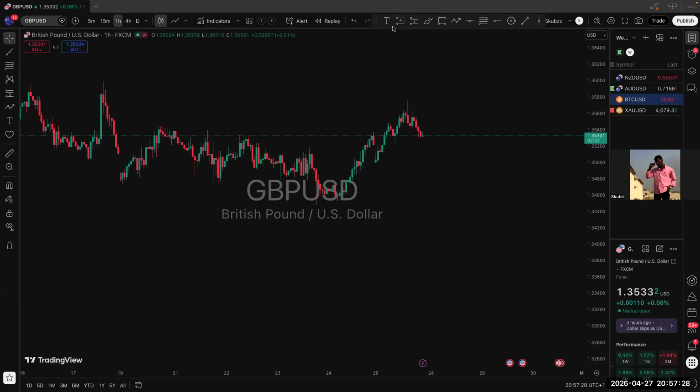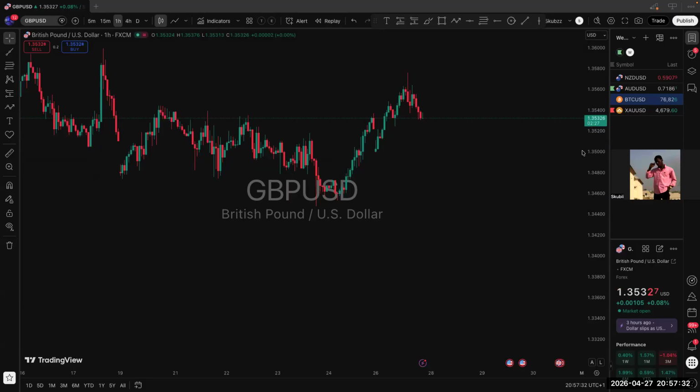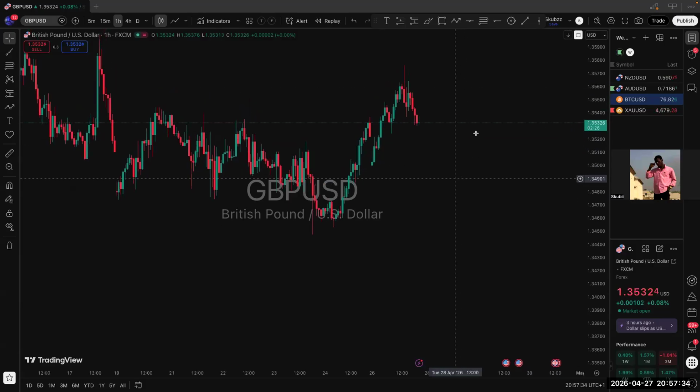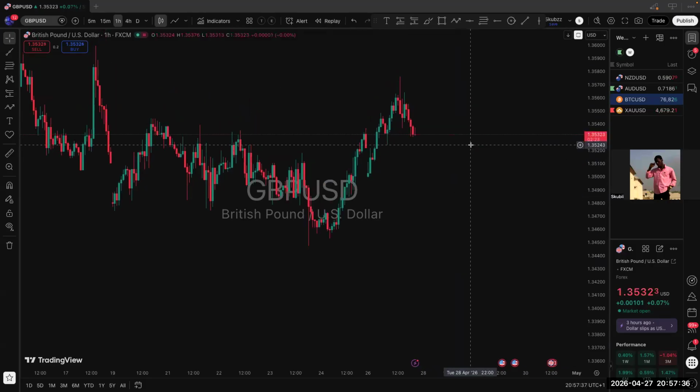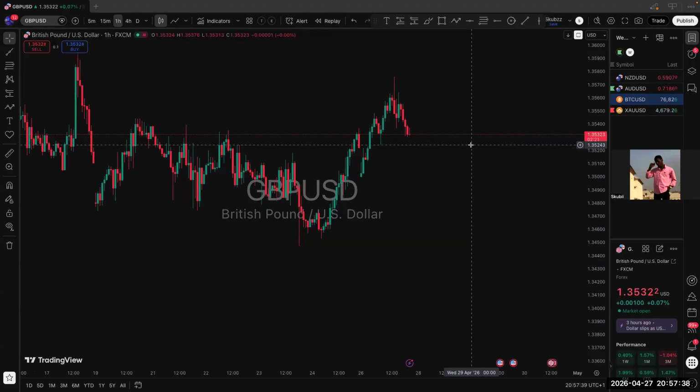Okay, so this is the 1 hour time frame. Let's look at what we have. This 1 hour time frame is crazy. I'm not going to lie. Let's look to see.